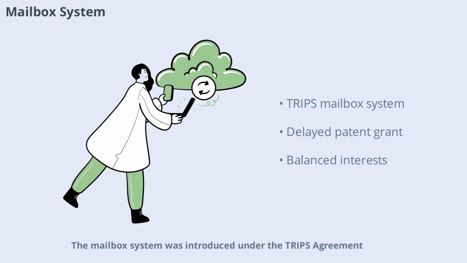The mailbox system was introduced under the TRIPS agreement, allowing developing countries to delay granting patents for pharmaceuticals until 2005. Patent applications could be filed and held in a mailbox during the transitional period. Once examined, if the application met all criteria, the patent was granted for 20 years from the filing date. This system balanced the interests of patent holders and public health, ensuring timely protection while allowing flexibility.